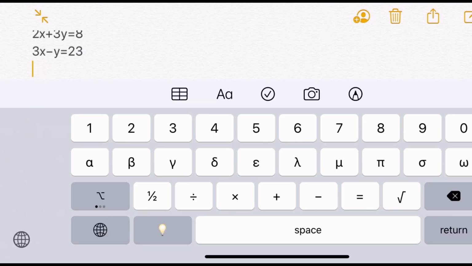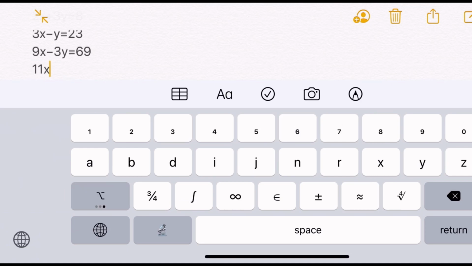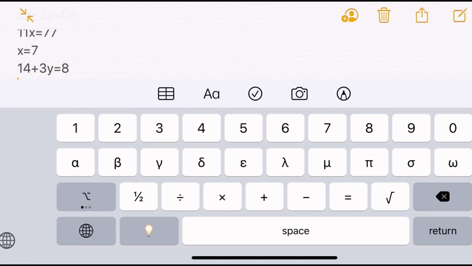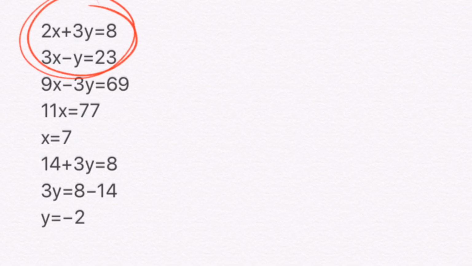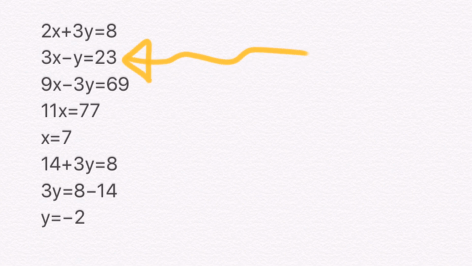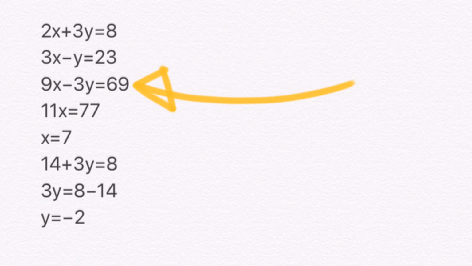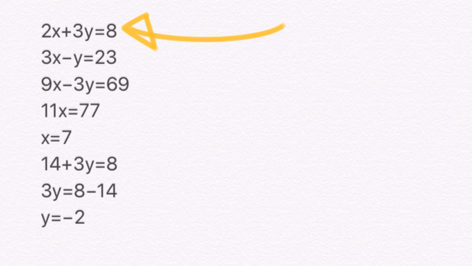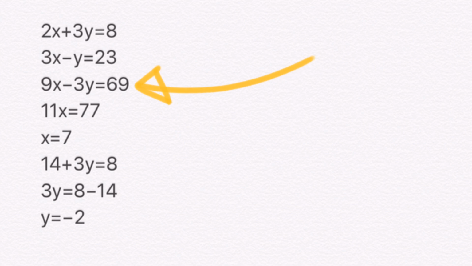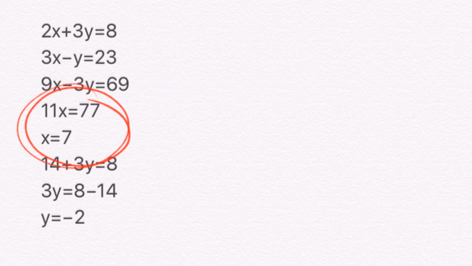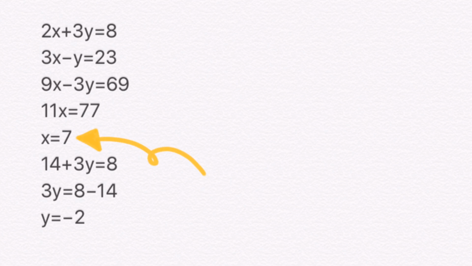We have to solve the simultaneous equations 2x + 3y = 8 and 3x - y = 23. First, we need to multiply both sides of the second equation by 3, so we get the new equation 9x - 3y = 69. Then we will have to add the first equation to the third equation, and we get that 11x = 77 and that x = 7. Then we have to substitute the value of x, which is 7, into the original equation. Then we get that y = -2.